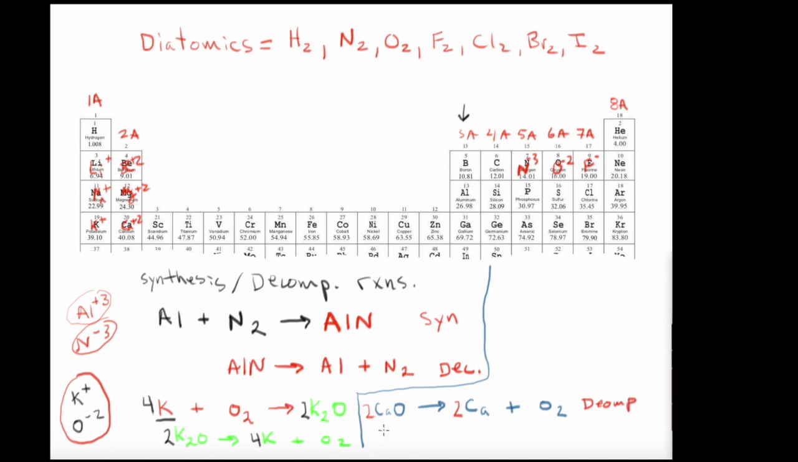So we're going to write the synthesis now. So it's going to be 2 calcium metals plus oxygen in its natural form, which is diatomic, with an arrow, and then we're going to have the 2 CaO. Super, super critical.